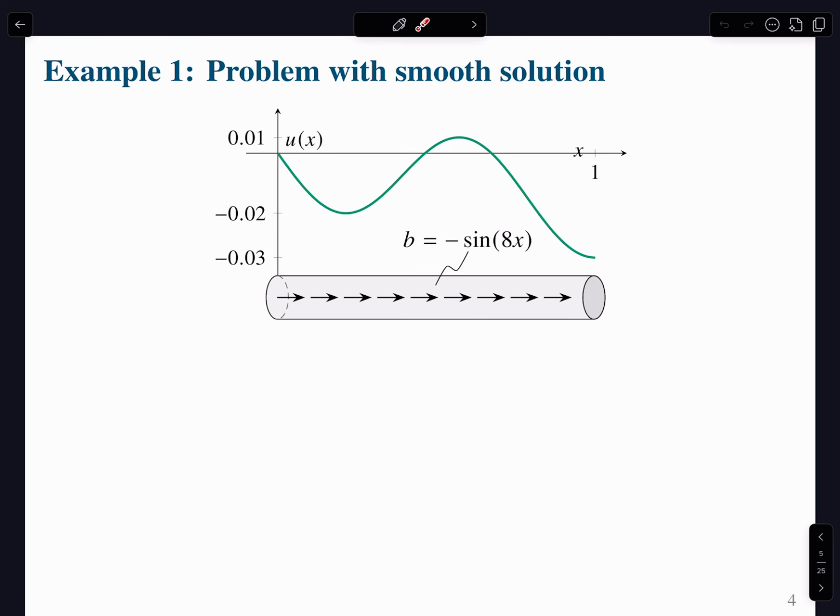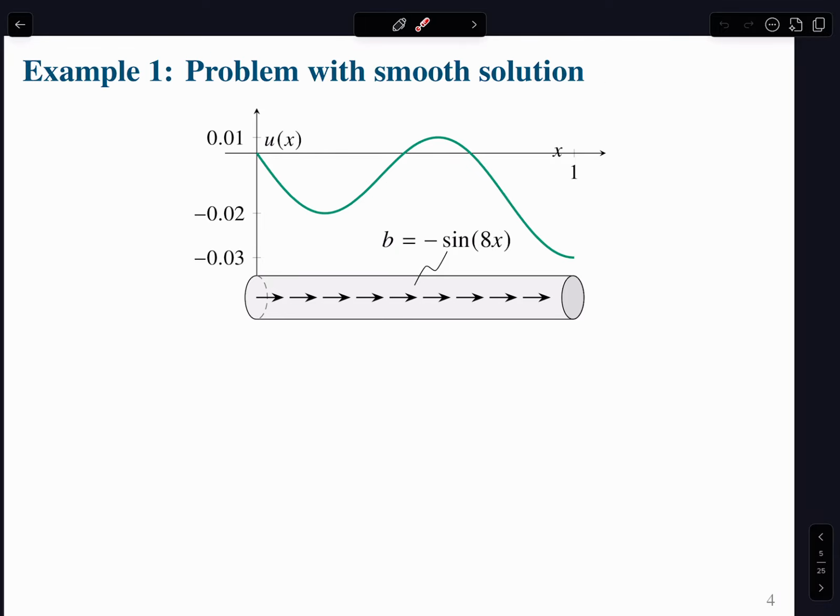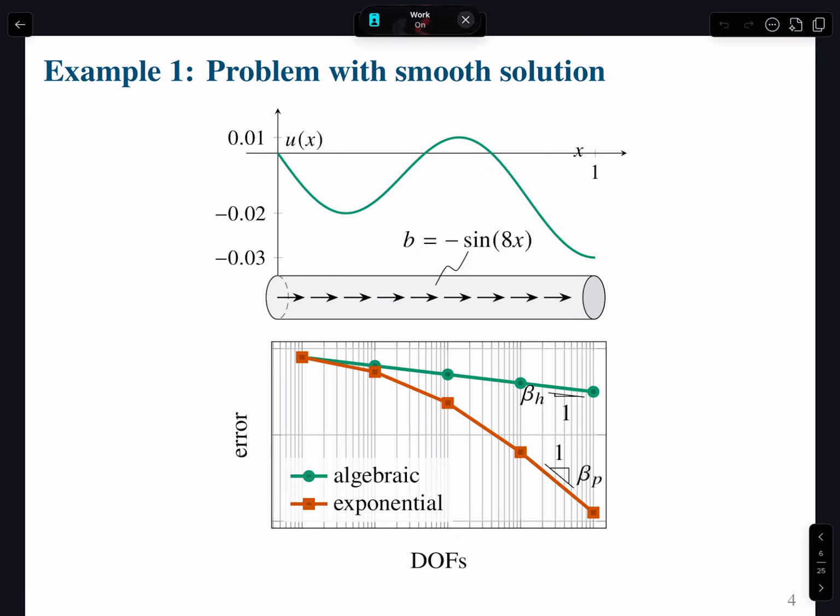Right, let's take a look at two types of problems so that we can understand how the theory works. So imagine you have this bar. Again, you have this load per unit length, as you see here. You also have the displacement field plotted, which is actually very, very smooth. So it's a trigonometric function.